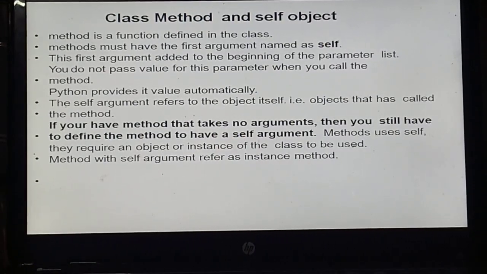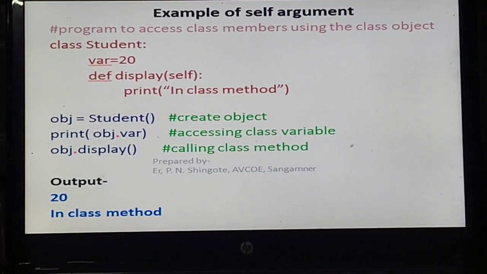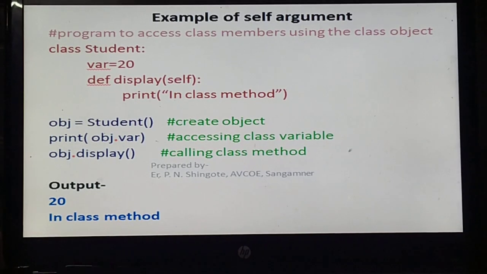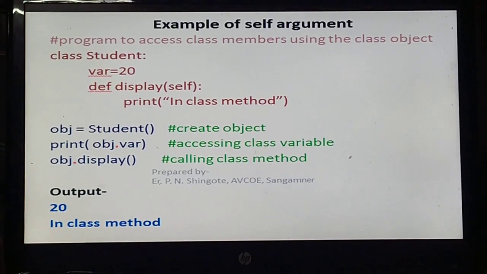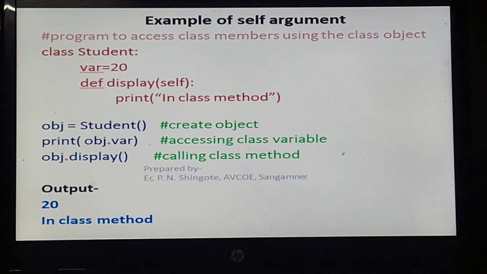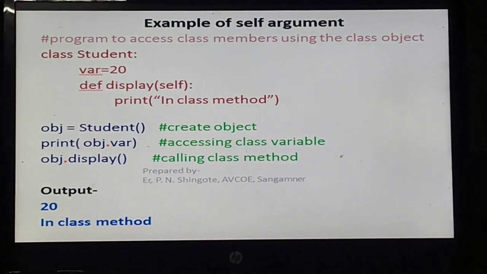So now let's discuss an example of the self argument. This is a very basic and simple example of the self argument. In the earlier lecture, I showed you how to create a class, how to define a function inside a class, and how to create an object.